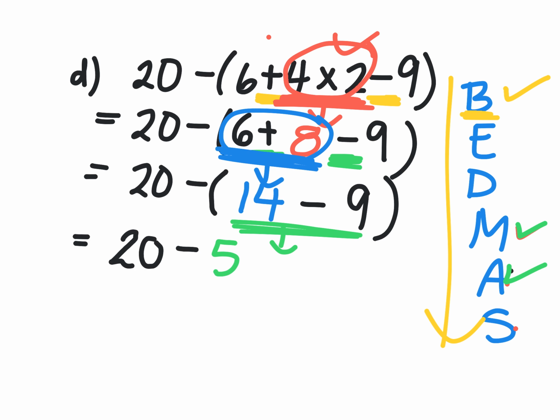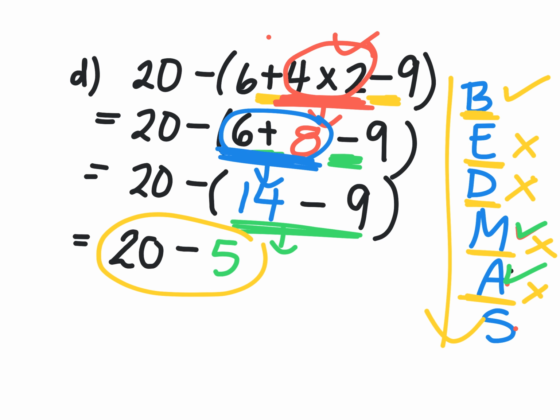What's left? Do we have any exponents? No. This is all we have left to do. Do we have any division? No. Do we have any more multiplication? No. Do we have any more addition? No. Do we have any subtraction? Yes. What's 20 take away 5? 15. And that's your final answer.